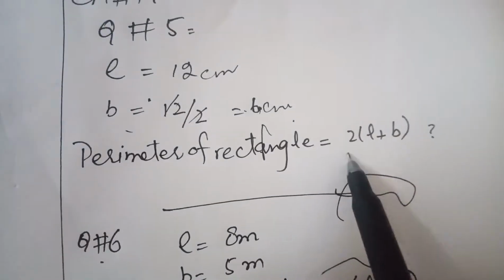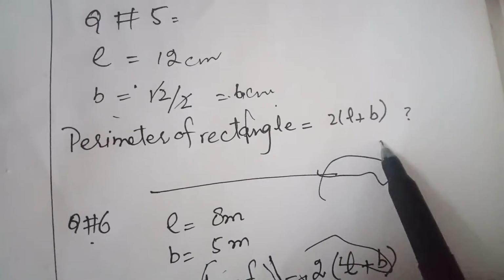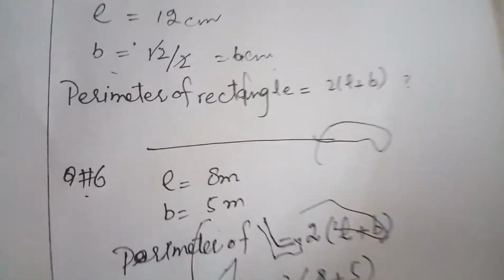The perimeter of a rectangle is 2 into L plus B, so you have to insert the values into this formula to find out the answer. Now come to question number 6.